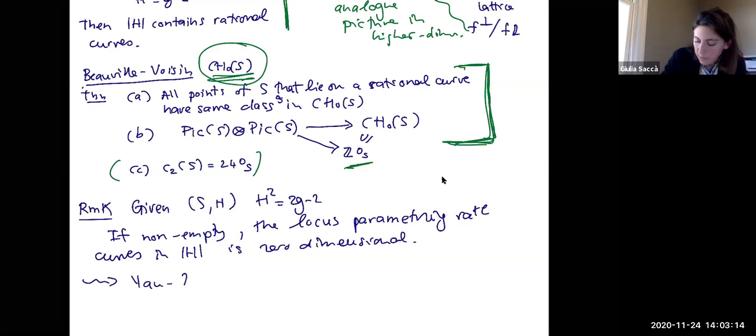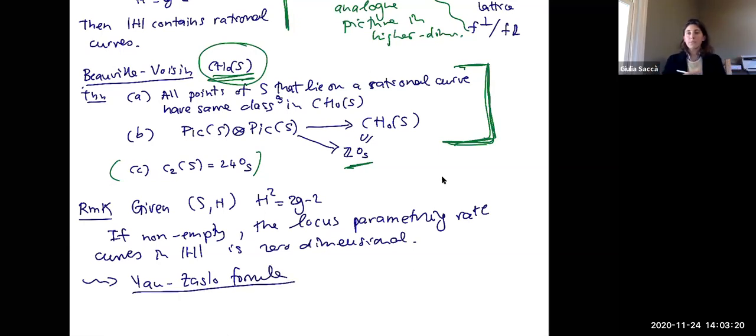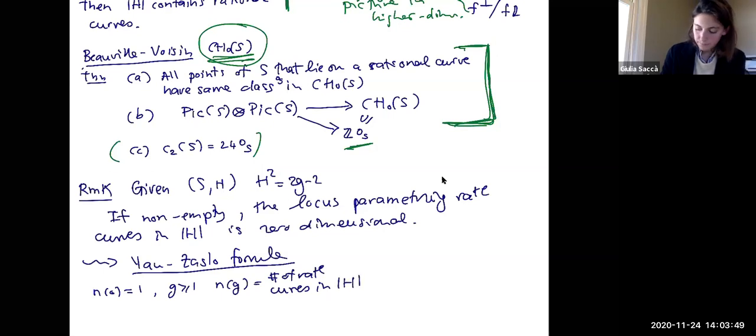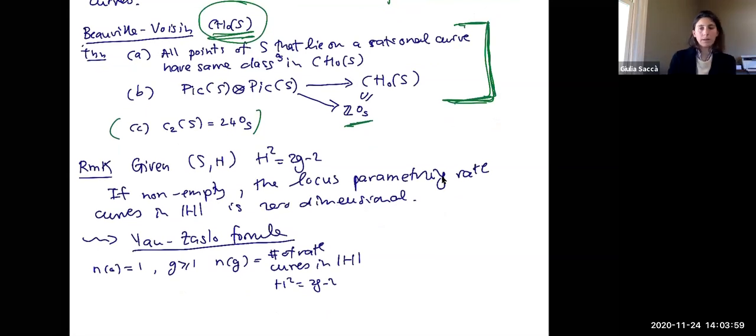we get to the Yau-Zaslow formula, which I'm sure most of you know much better than I do, but I think it uses a lot of the things that I was introducing earlier, and I thought it was a nice application. And so we set n of 0 equal to 1, and for g greater or equal to 1, n of g is the number of rational curves in a linear system of genus g, maybe on a general genus g K3, but I'll get more into that.